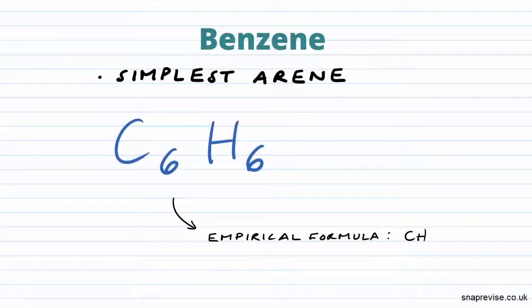So what is benzene? Well, benzene is the simplest arene. It has a molecular formula of C6H6 and an empirical formula of CH. And what does benzene look like?